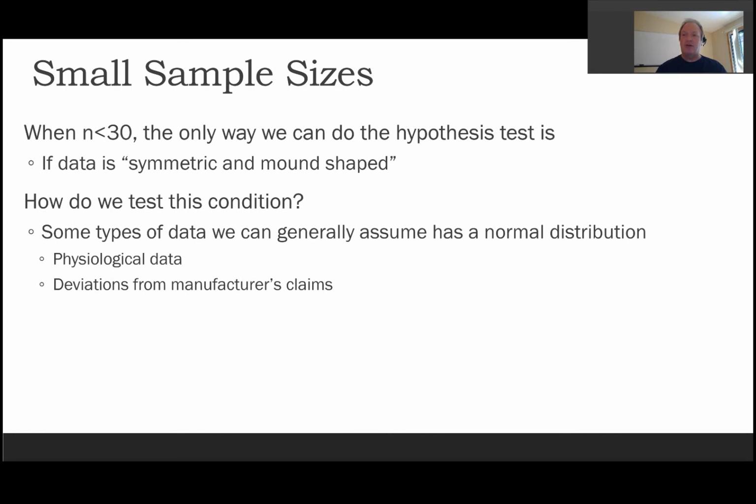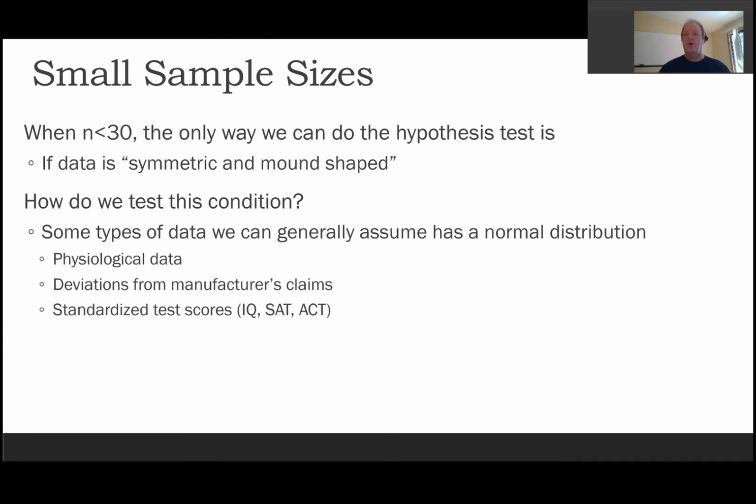Deviations from manufacturer's claims. So if you go home tonight and you get 20 boxes of Raisin Bran and it's advertised they're 16 ounces and you weigh each of them, you're going to see that they're not all 16 ounces. They have a kind of normal distribution about the mean. And lastly, standardized test scores. So IQ, SAT, ACT, these in fact do have normal distributions.